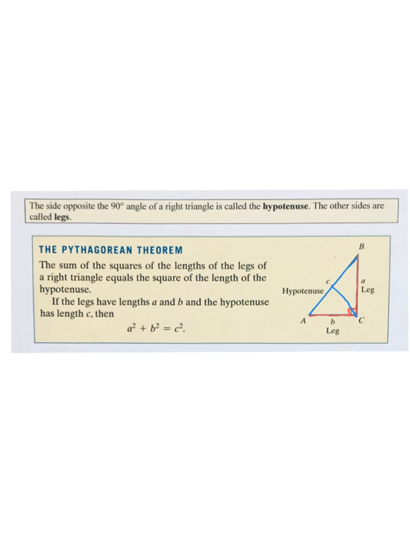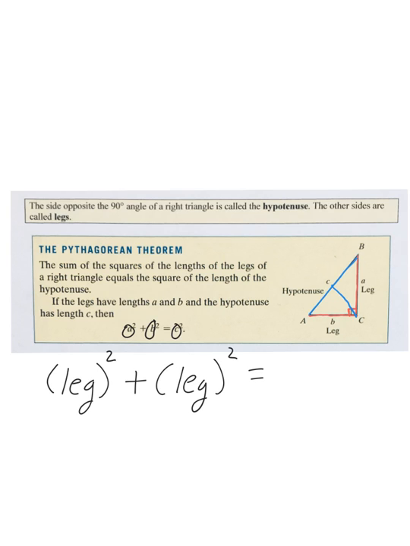So all this fancy formula is doing is showing us a relationship for every single right triangle. It's saying take one of the legs, which they call A, and square it, raise it to the second power, plus take the other leg, which they call B, and square that as well, and it will always equal the hypotenuse, which they call C squared. Notice every single side is squared in this formula.